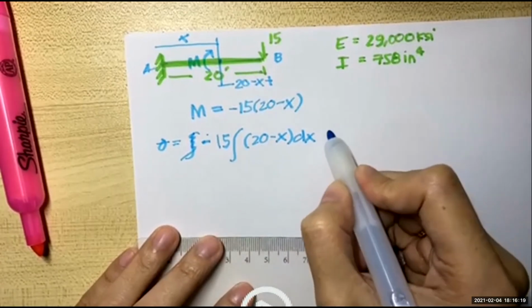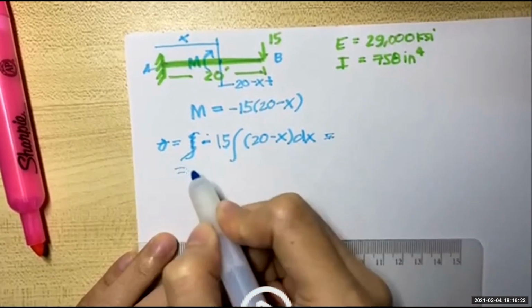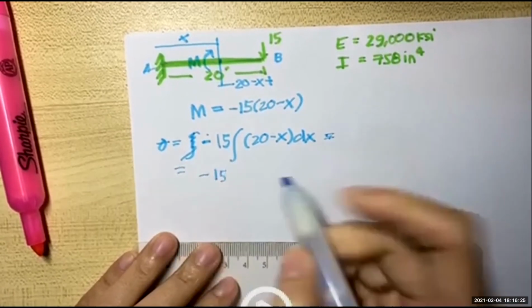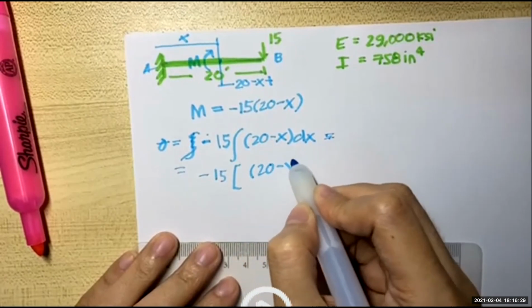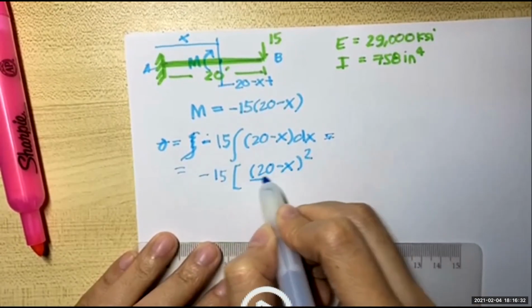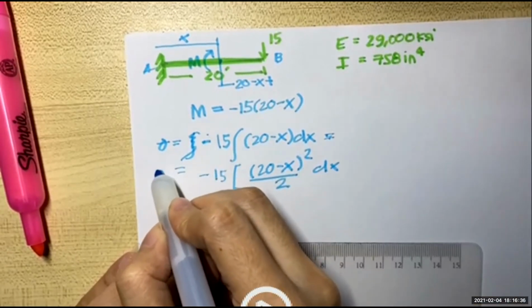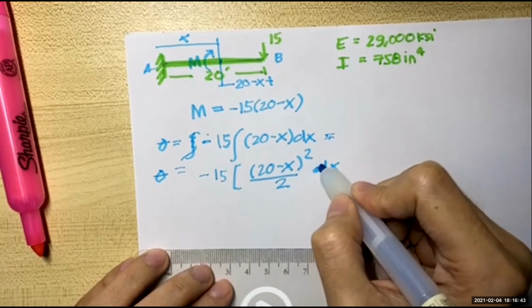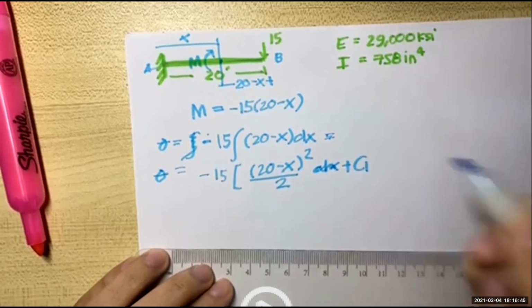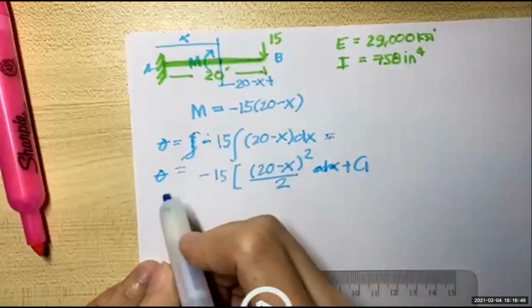Tapos, solving it now or integrating it, you will have negative 15 times 20 minus x squared over 2 dx. Diba? So this is your slope equation. Sorry, plus dx plus c1. No, plus c1. And then integrating it again, we'll get your deflection.